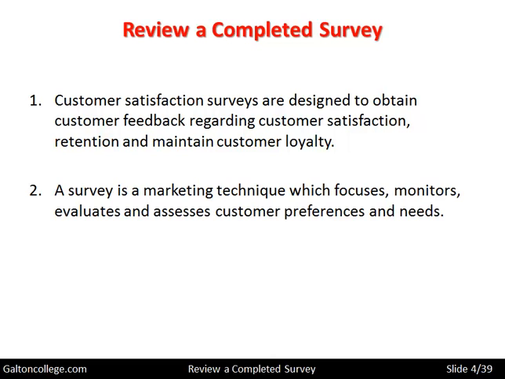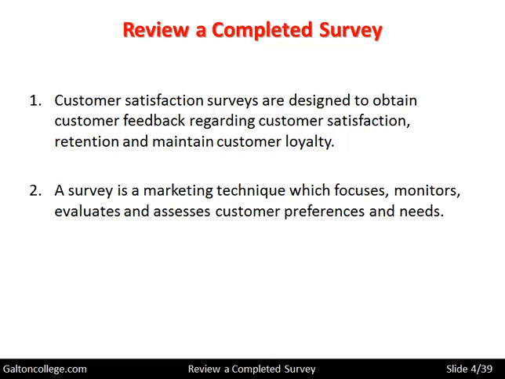A survey is a marketing technique which focuses, monitors, evaluates and assesses customers' preferences and needs. So a marketing technique that focuses, monitors, evaluates and assesses customer preferences is important because it feeds back information through perhaps the marketing department who have commissioned the marketing survey. But it feeds back information that is very important to the business because it keeps the product redesigned and up to date and makes sure that the company is responsive to the customer's requirements.